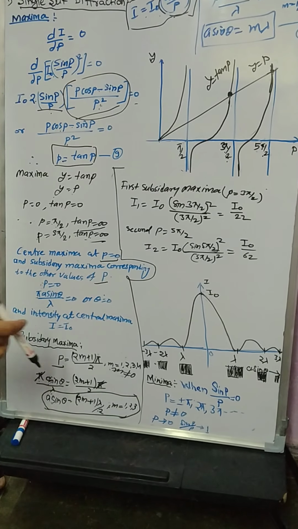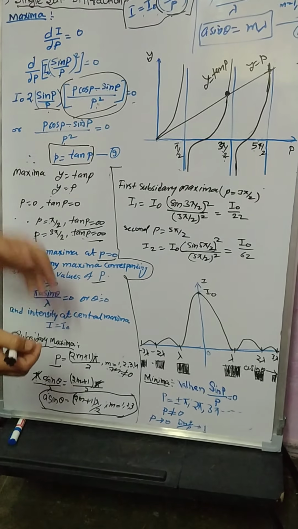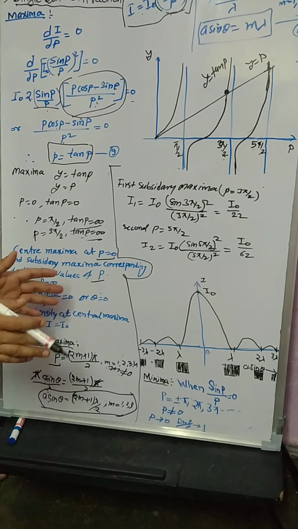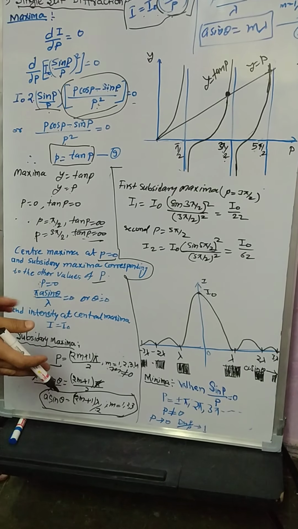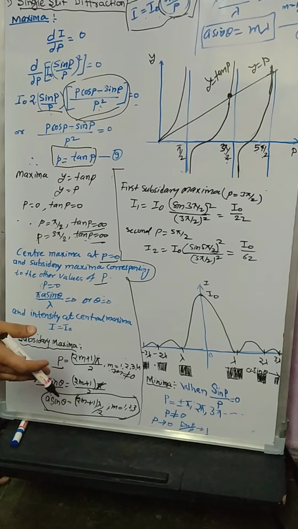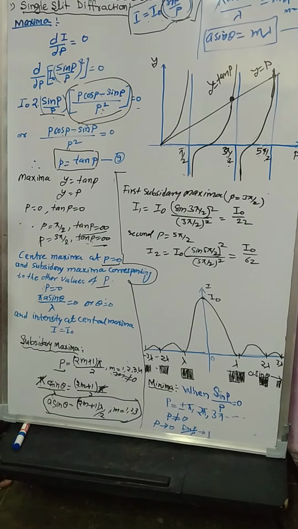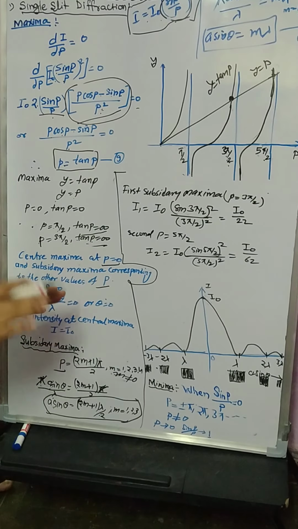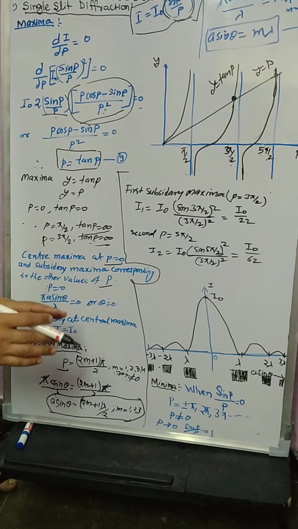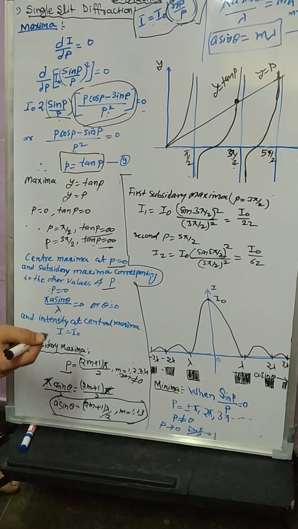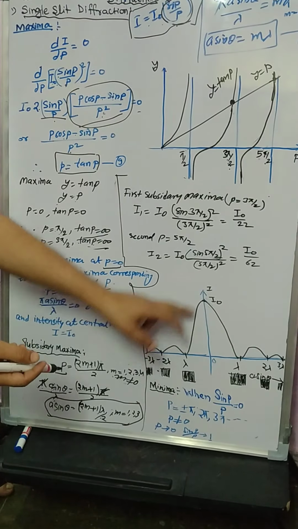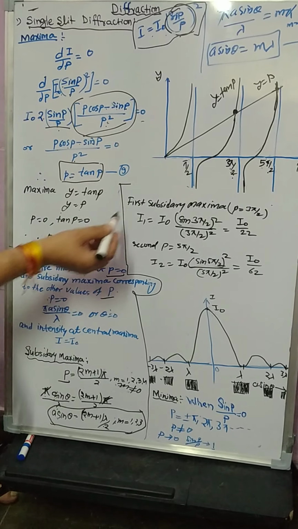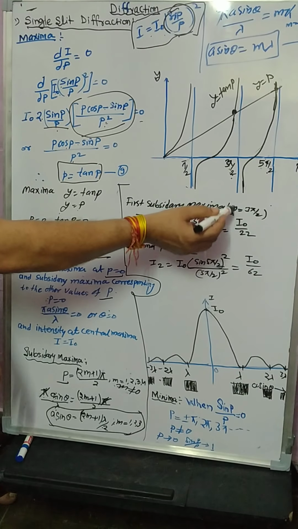Now the basic difference between interference and diffraction. In interference, the maximum intensity is constant: first maxima, second maxima, third maxima, the maximum intensity and minimum intensity are constant. The maximum is totally bright and the minimum is totally dark. But in the diffraction pattern, the maximum intensity decreases.